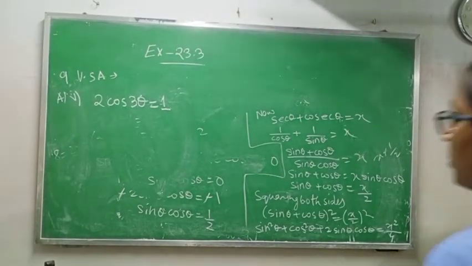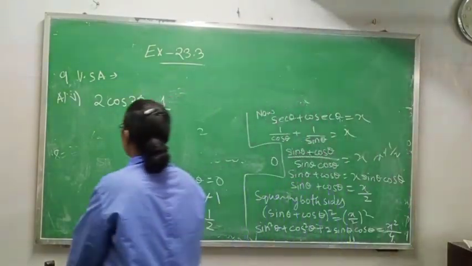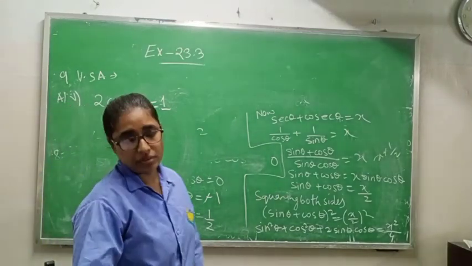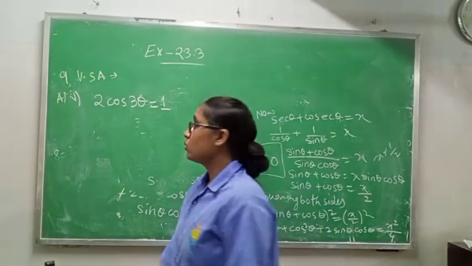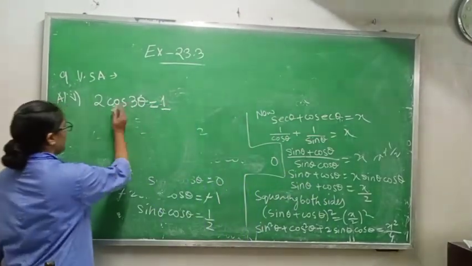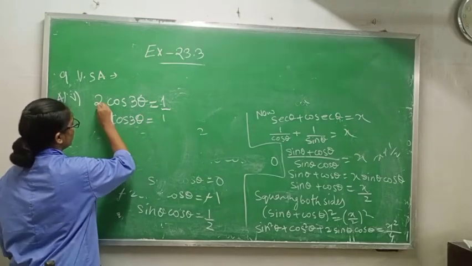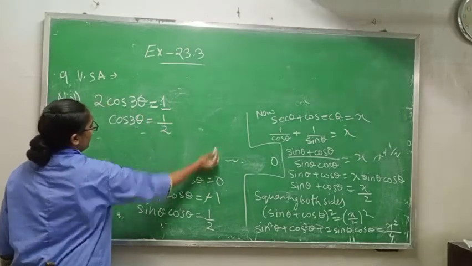Class 10, see question number 9A5. It is written 2 cos 3 theta equals 1. They are asking to find the value of theta. So how will I do this one? First, cos 3 theta I will write as it is, equals 1. This 2 will come down, it will become 1 by 2.